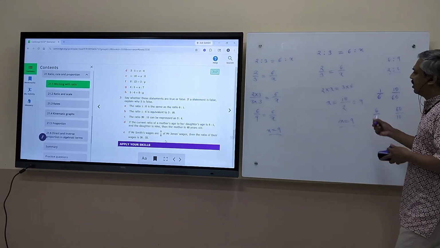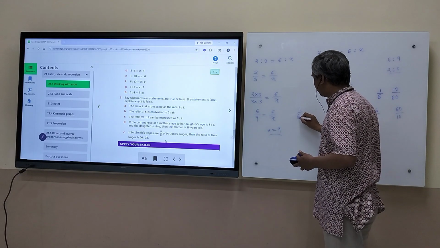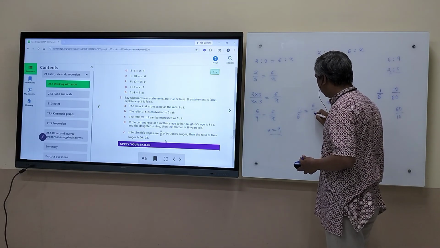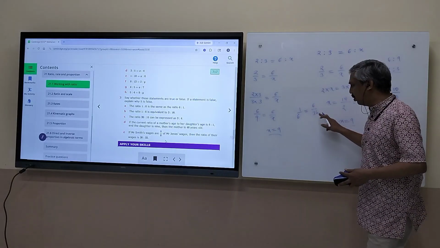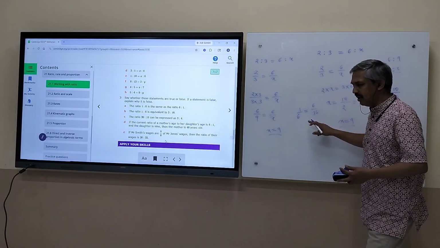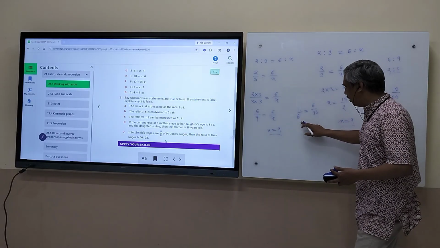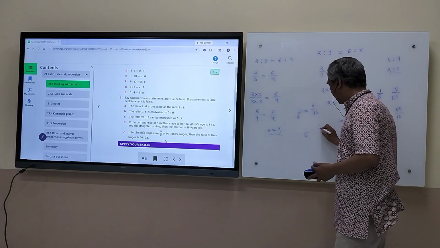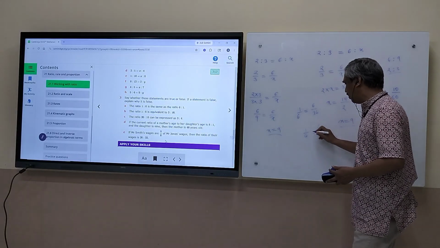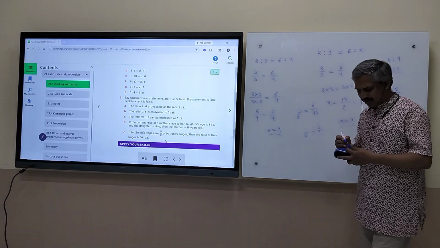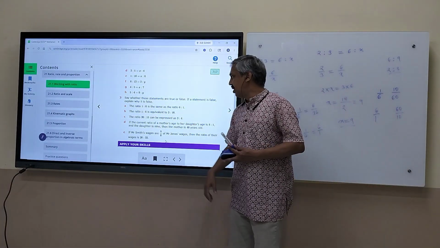The ratio 1:6 is equal to 6 upon 36, which is fine. We multiply both by 6. We can divide both by 6 and we get this. These are equivalent ratios, but 1:6 and 6:1, they are not equal. We go by fraction. So it is just the same logic.